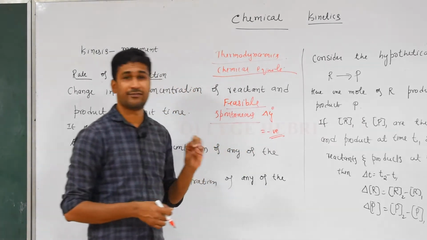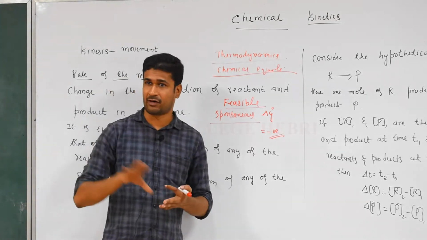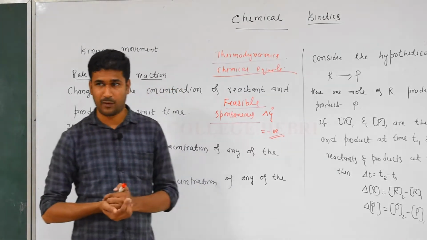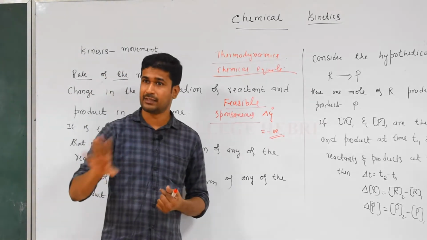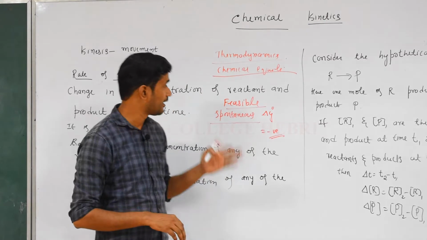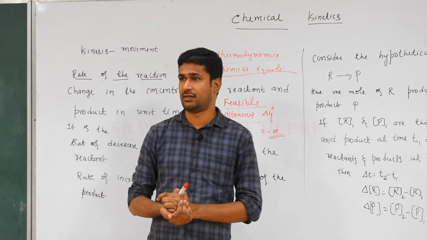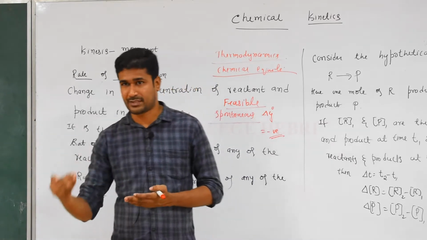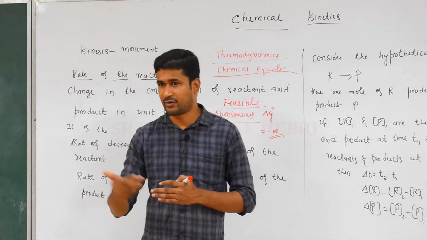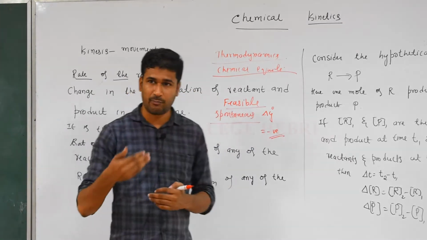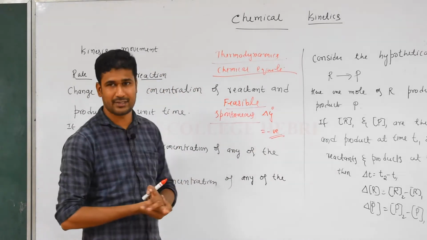It is to predict the feasibility of a reaction. It is to predict whether that reaction takes place or not. If delta G naught is positive, that reaction does not take place. If delta G naught is negative, then that reaction takes place. Then why equilibrium? Chemical equilibrium is used to predict the extent of reaction. It is used to calculate how much percentage of the reaction is completed before attaining equilibrium. What is the amount of reactant left? What is the amount of product formed? You have written Kp and Kc and all in first PU itself.